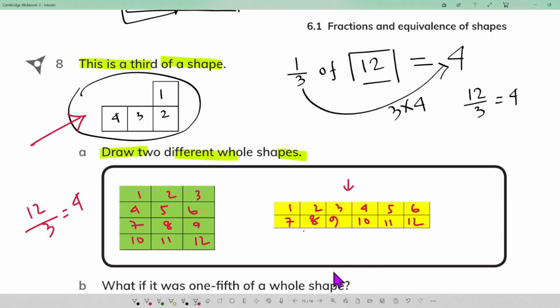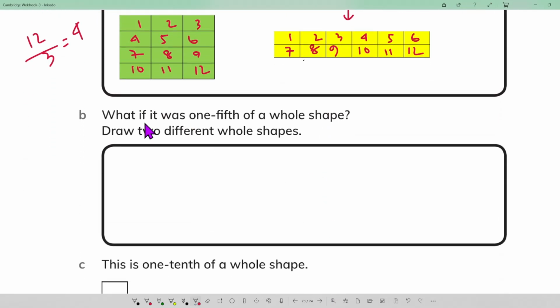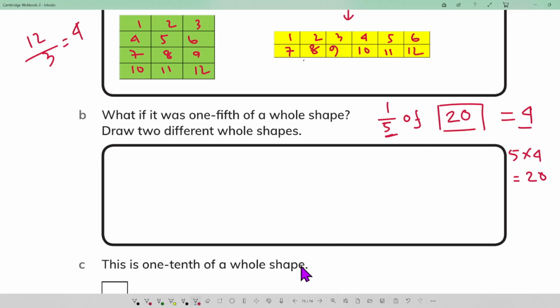Very simple, right? Now what if it was 1/5 of a whole shape? Similar thing, 1/5 of, we don't know, but result is 4. It means 5 times 4. 5 times 4, it will be 20. So 20. What if it was 1/5 of a whole shape? Whole shape is 20 square.